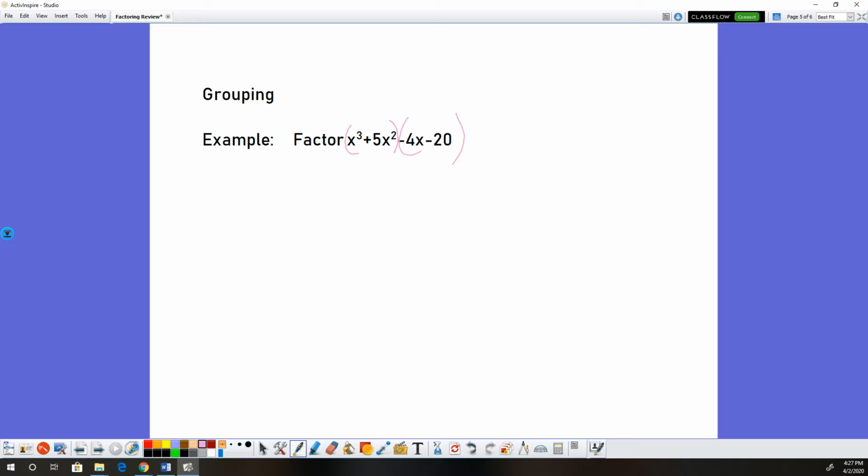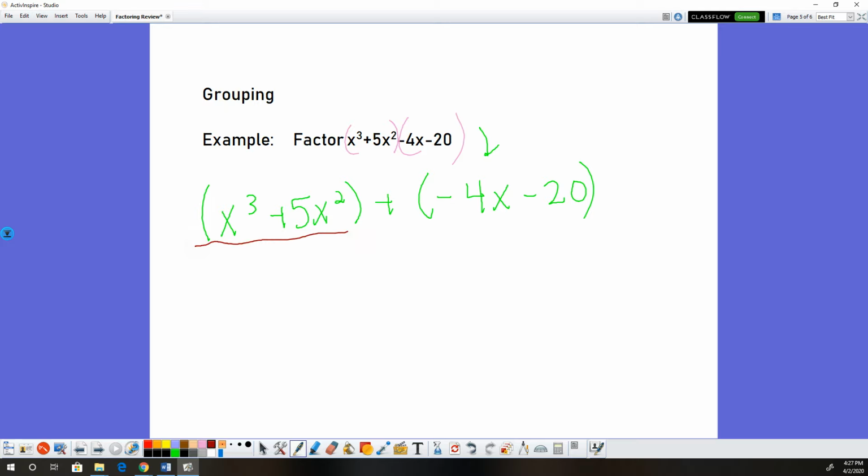I just have to rewrite it in parentheses because that's the way my brain knows that I have to separate it. So I'm going to rewrite this as x to the third plus 5x squared plus negative 4x minus 20. This and this are the same. I just rewrote it. Now I'm going to look at this first, and I see that I can pull out an x squared. When I do, I'm left with x plus 5.